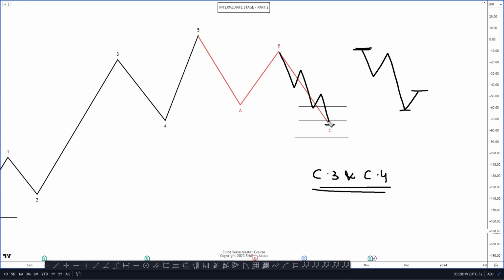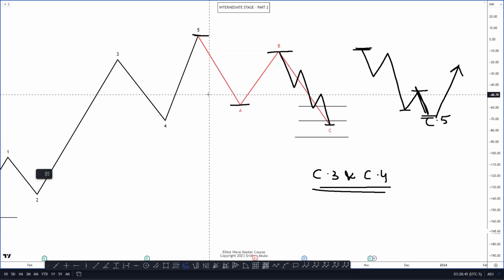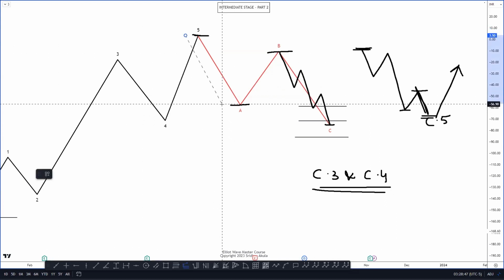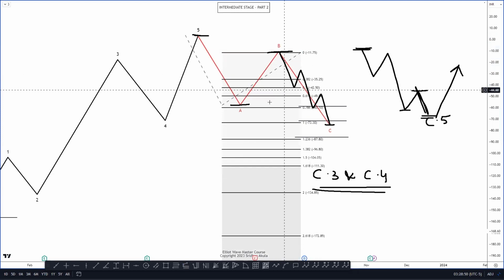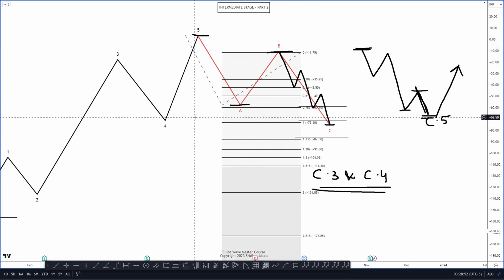Then after you find C.4, you will put the extension to calculate your C.5. So this is the last leg of the move. You will see where C.5 can end, and then you will play for the next move. If you want to catch the exact reversal, you will calculate the internal waves of C, and you can also calculate your extension of the A, B, C level. I hope this is quite clear now. You can calculate both. Where they both meet nicely, that is a very good point to watch.